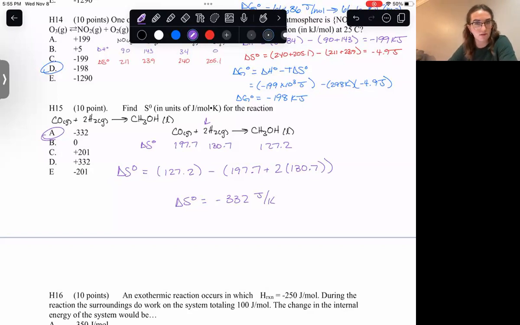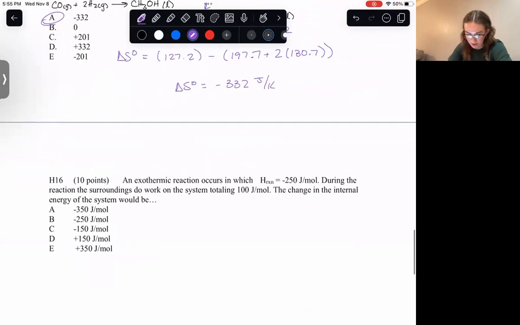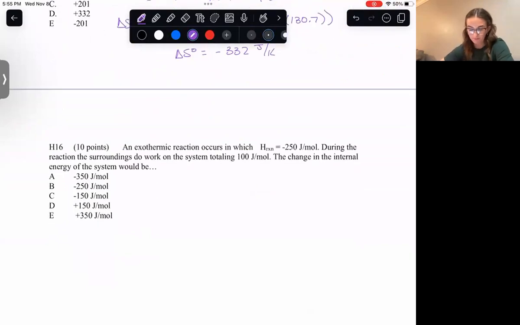Questions on 15? Okay, and then our last question on the homework. Question 16, we have an exothermic reaction occurs in which delta H of the reaction is equal to negative 250 joules per mole. And during the reaction, the surroundings do work on the system, totaling 100 joules per mole. The change of the internal energy of the system would be question mark. Okay, so can anyone tell me what equation we need in order to solve this problem?